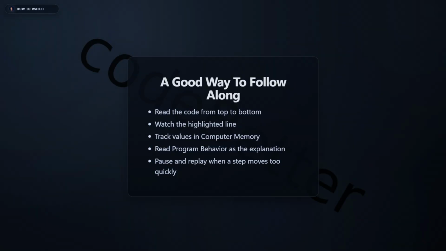When you watch a code example, don't try to memorize every word. First, ask, what's the program trying to do? Second, watch what values appear in memory. Third, follow the behavior panel to understand the result. The goal is understanding, not speed.